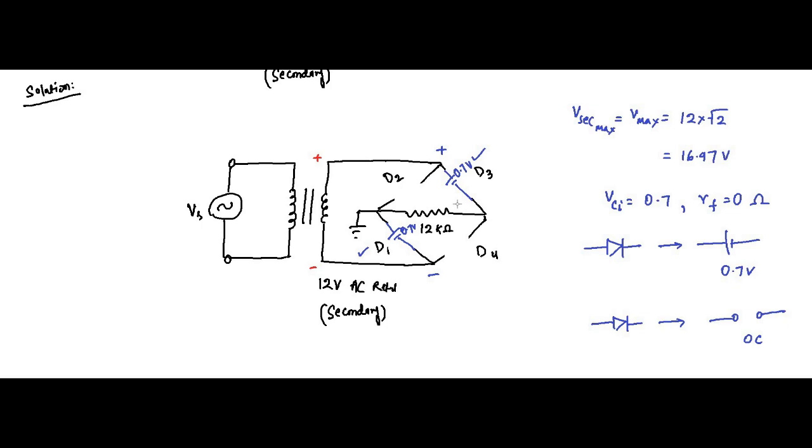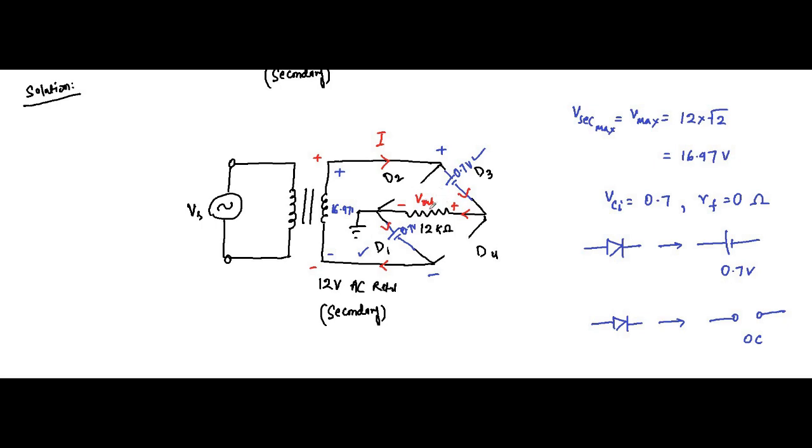So this will be the circuit, like this. This is V secondary max, which is equal to 16.97 volt. The current will flow like this, and the voltage will appear in this way. The output voltage will appear across the load resistance in this way. The current will flow like this, then like this, then back like this. This is the diode current, or the circuit current.